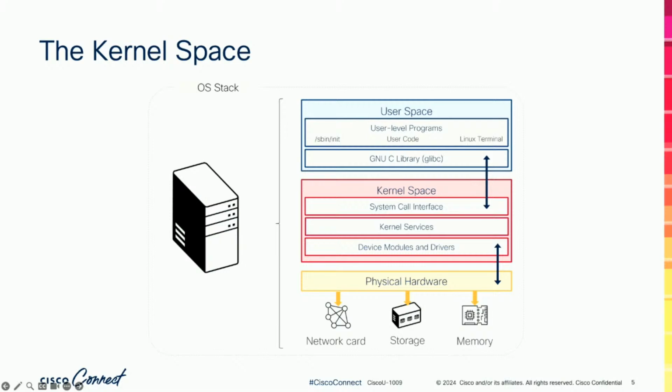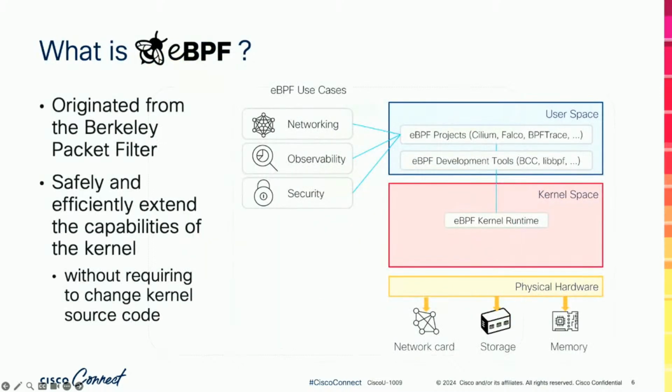So what happens if you want to modify this kernel space? Well, it's typically not advised to modify kernel code on its own. It's very complex to do that. However, that's where eBPF comes in. eBPF originated from the Berkeley Packet Filter. It got the name Extended Berkeley Packet Filter, although now eBPF is just a term on its own. It no longer means Extended Berkeley Packet Filter because it can do so much more than packet filtering.